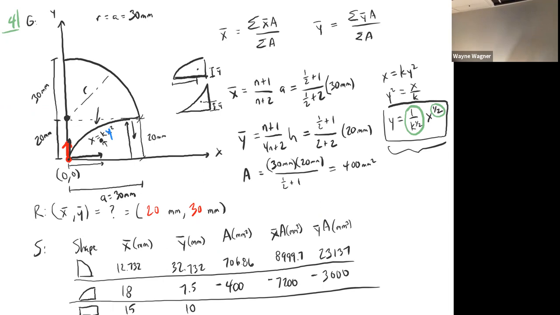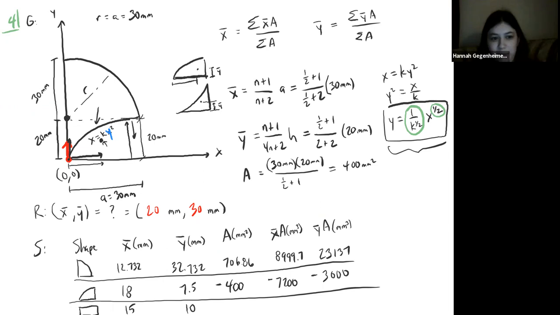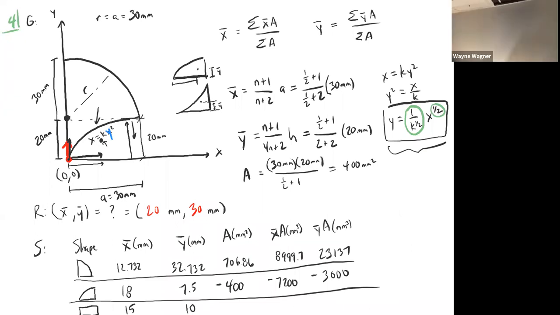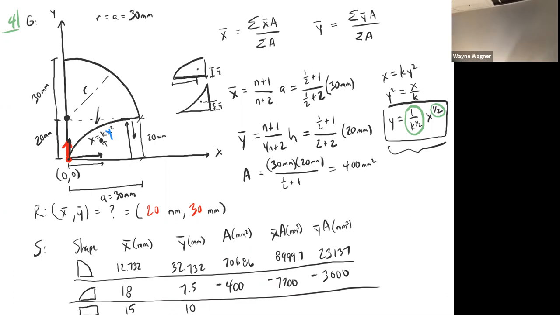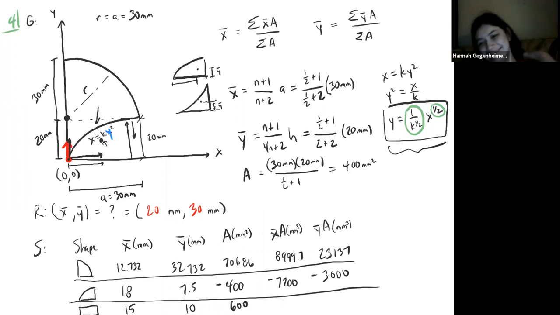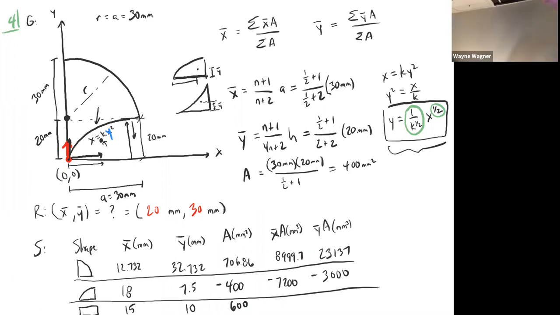Okay, what's the area of this particular rectangle? Is it the same as the square as well? Same formula, yeah. So it would be 20 times 30, 600, yeah. Okay. And then what about the X bar A? The X bar A is 15 times 600, so that's gonna be 9,000. And then this is gonna be 6,000.